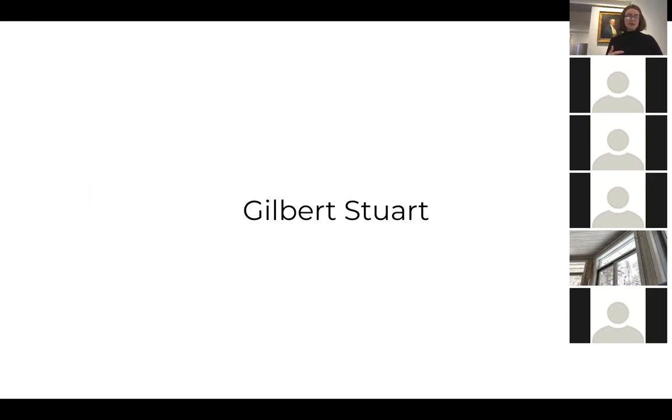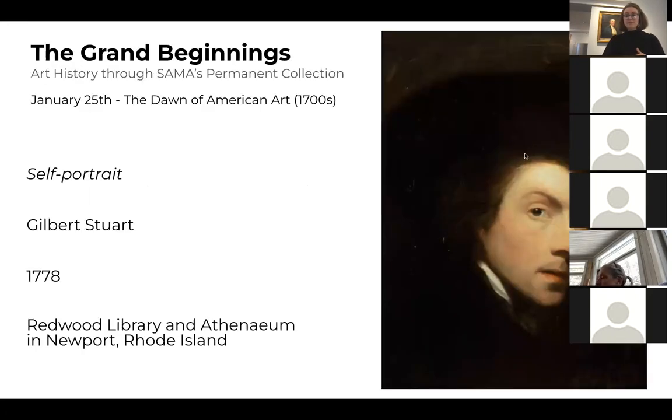Gilbert Stewart was one of the foremost painters in the early United States. His portraits included figures like George Washington, Thomas Jefferson, and his most iconic portrait, which you'll probably recognize when we get to the end, is actually also on the $1 bill. So Stewart was born in 1755 in Kingston, Rhode Island.